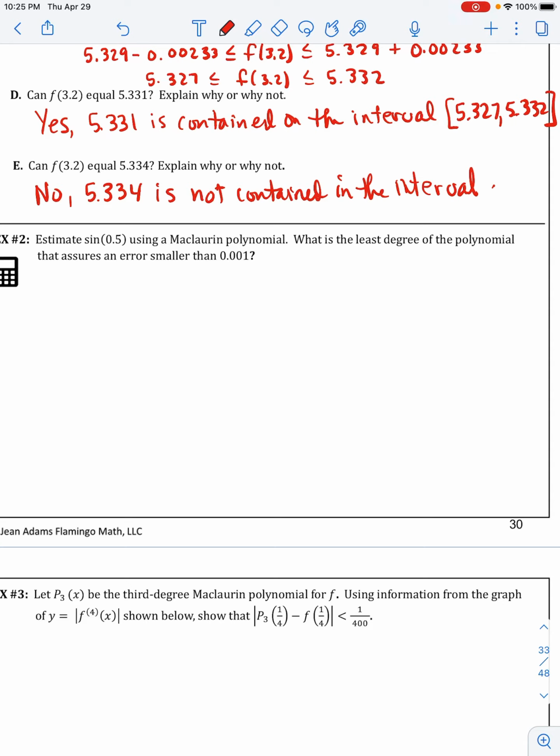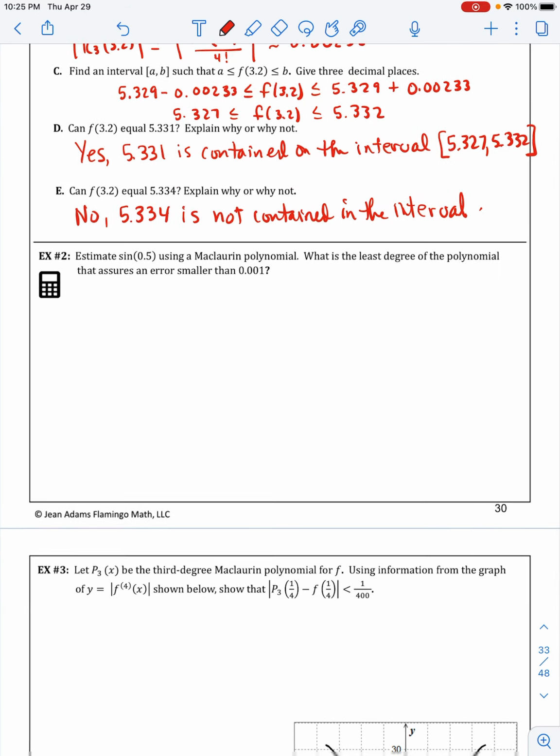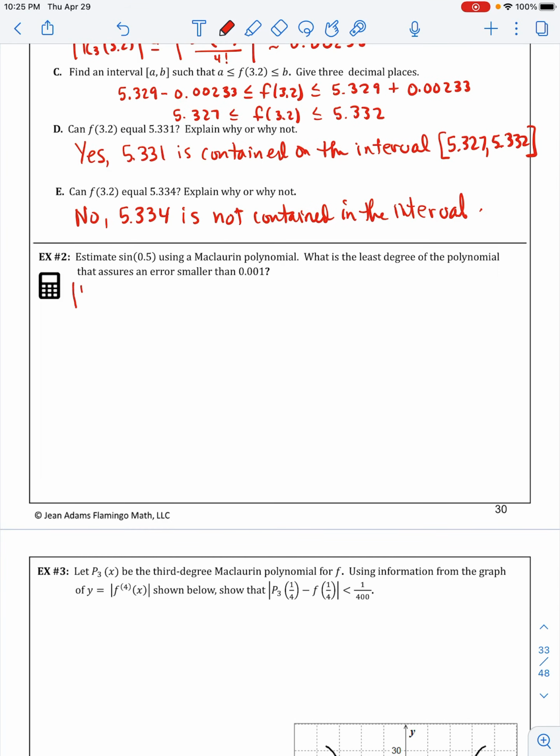And so for our example number 2, estimate the sine of 0.5 using a Maclaurin polynomial. What is the least degree of the polynomial that assures an error smaller than 0.001? So there's 2 different ways you could approach this problem. One way is that you could start with your remainder. You really don't know what our n is. That's actually what we're trying to figure out.